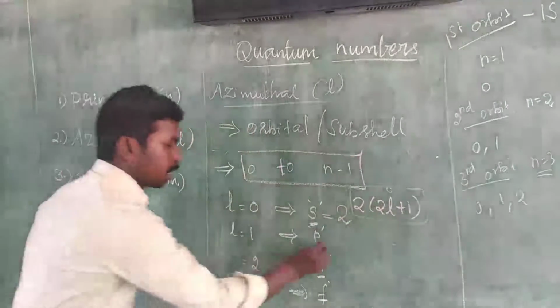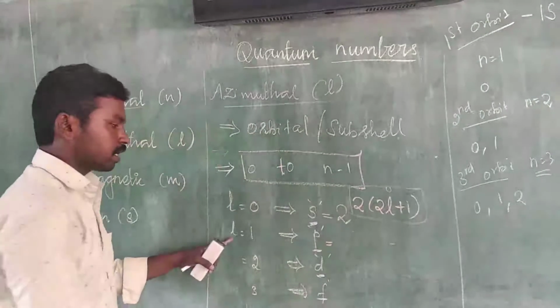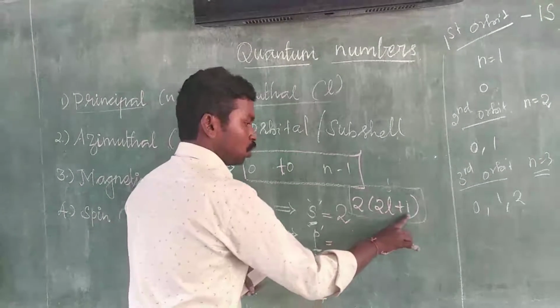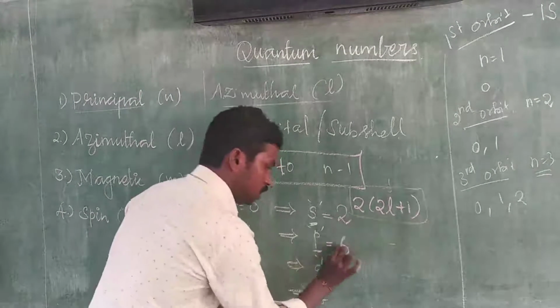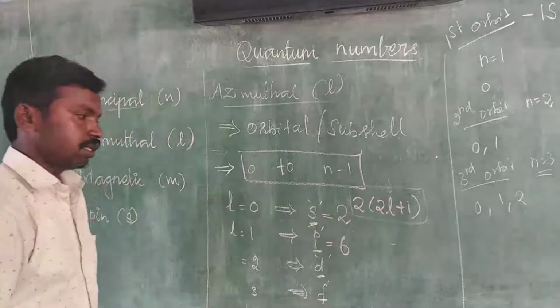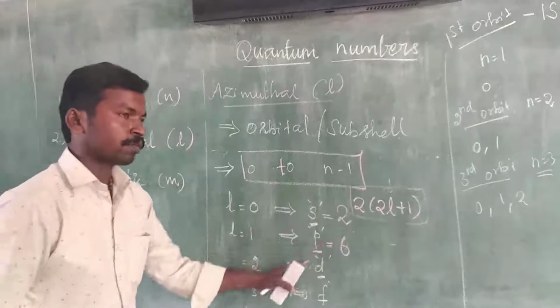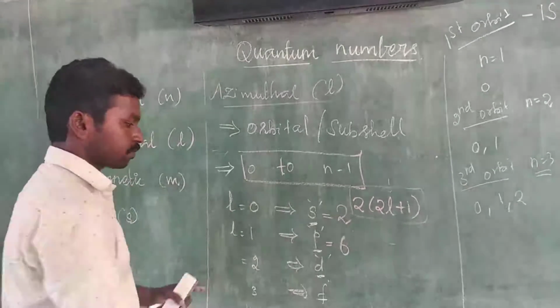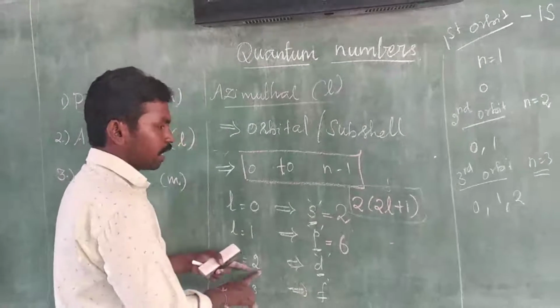Let us take the p orbital. In the case of the p orbital, the l value is 1. So substitute 1 here: 2 into (2 times 1 plus 1), that is 2 into 3, which is 6. So in the p orbital, the maximum number of electrons will be 6. We cannot fill any more electrons in the p orbital. Then the d orbital, l value 2.